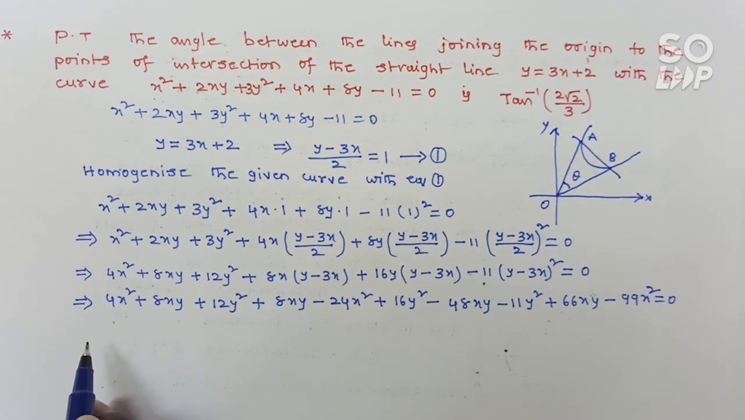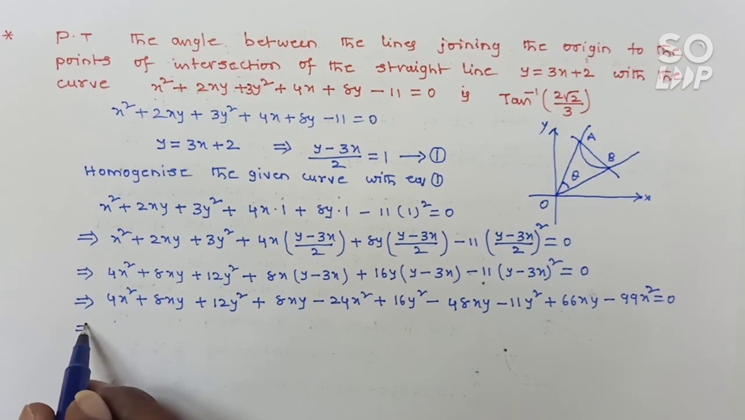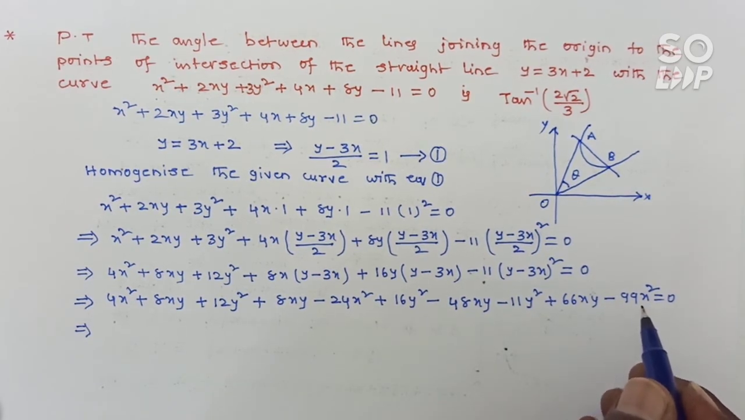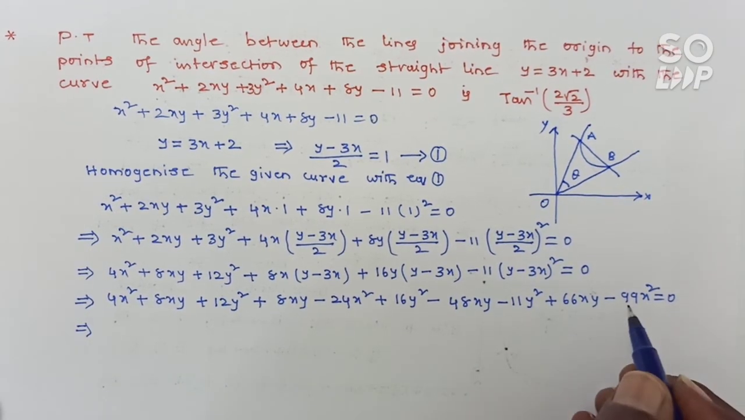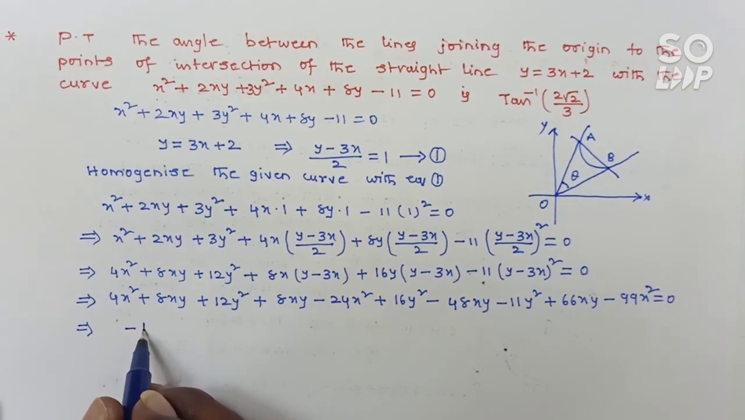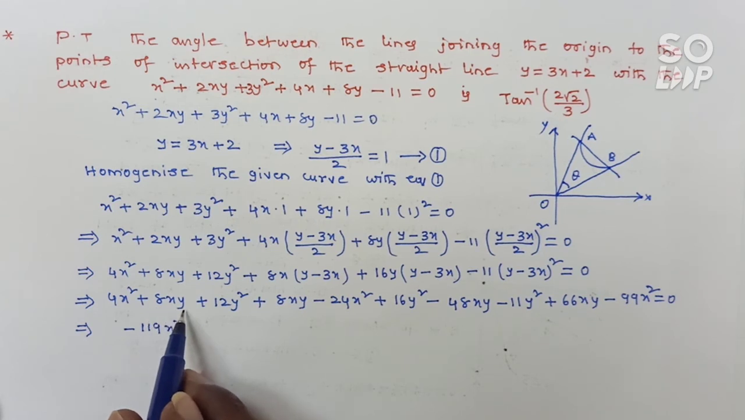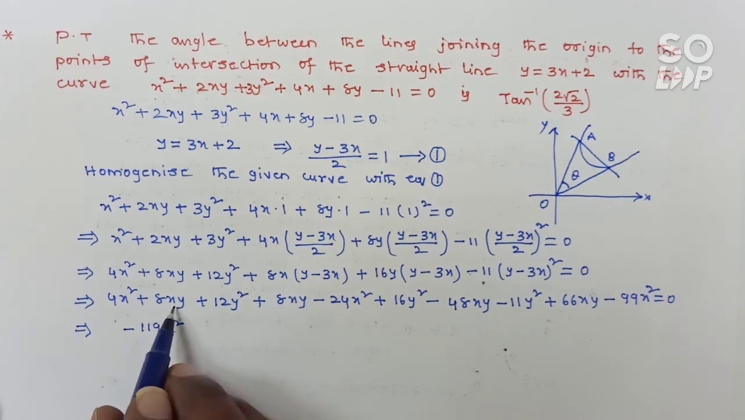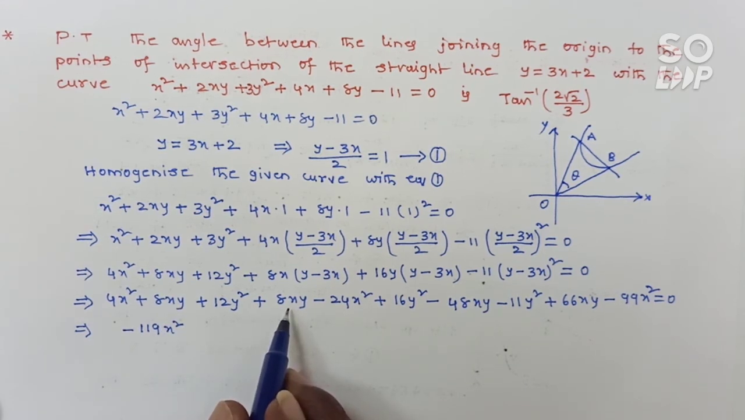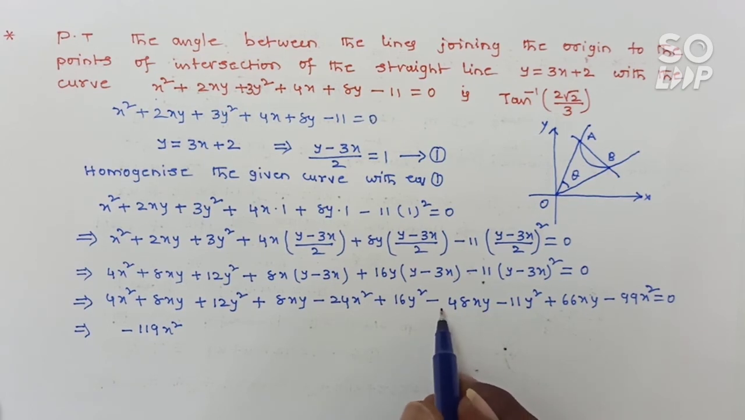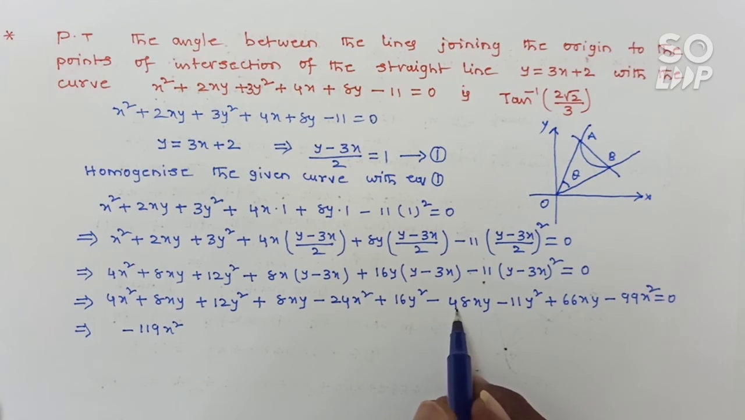Now verify how many x² terms there are. Plus 4x² minus 24x² is minus 20x², and minus 20 minus 99 gives minus 119x². Next the xy terms: plus 8xy, plus 16xy, minus 48xy. So 16 minus 48 is minus 32.